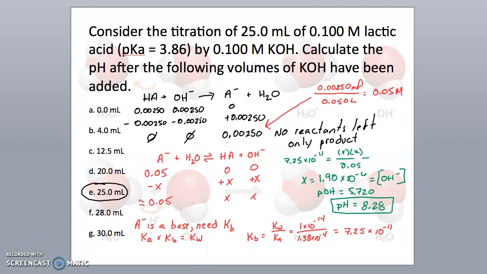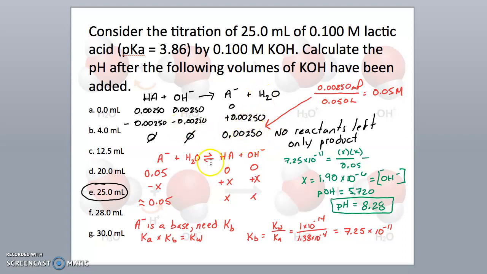Moving on. This one's E, 25 mils being added, so same approach. I'm going to calculate the molarities. Take a look at this. This is the equivalence point, equivalent amounts. This is the hard one. So all I have left is my conjugate and water.